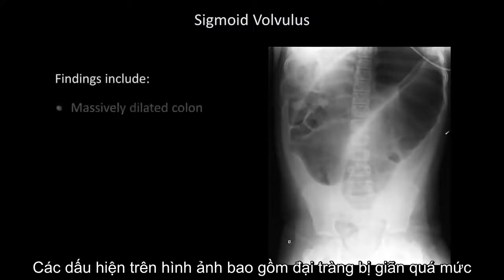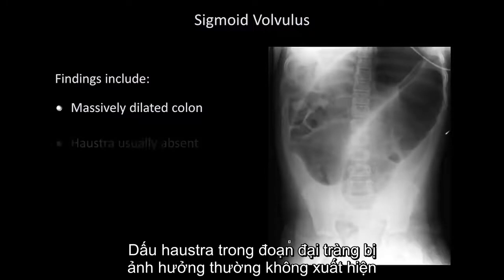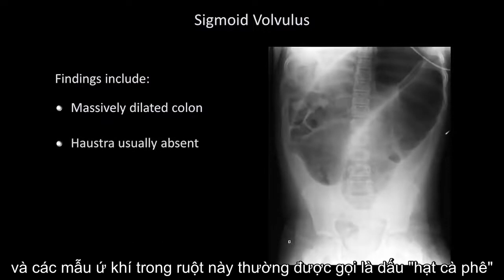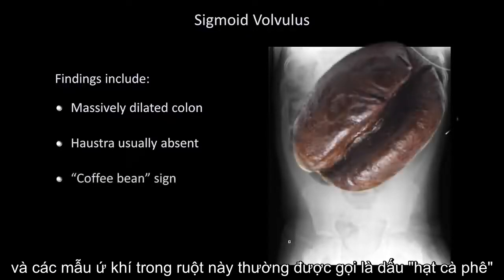Radiographic findings include a massively dilated colon. Haustra within the affected segment are usually absent, and this bowel gas pattern is sometimes referred to as the coffee bean sign.